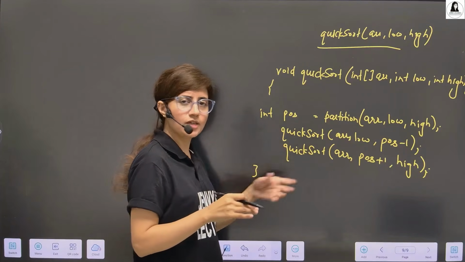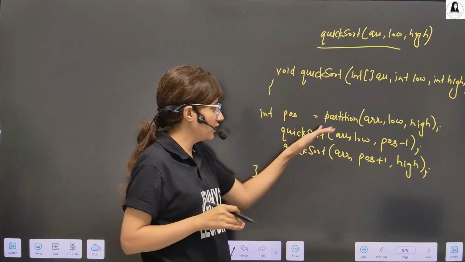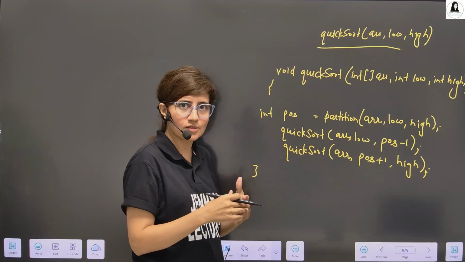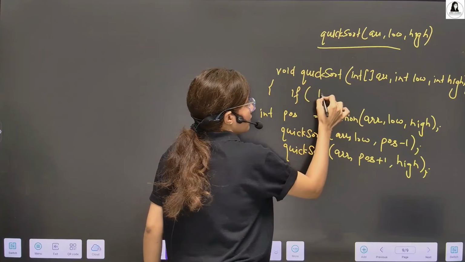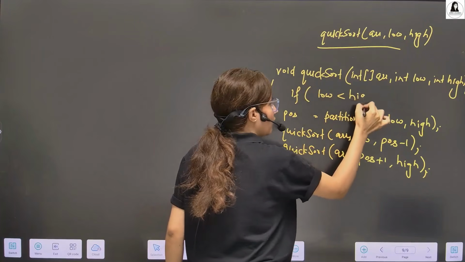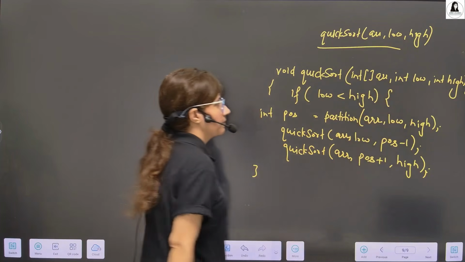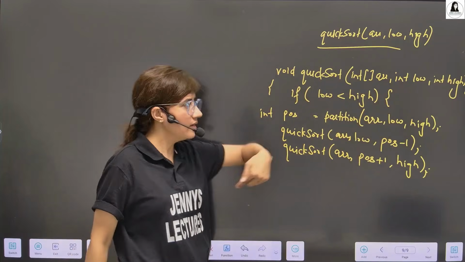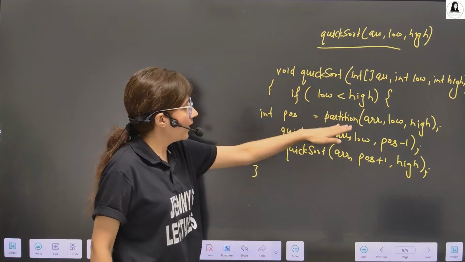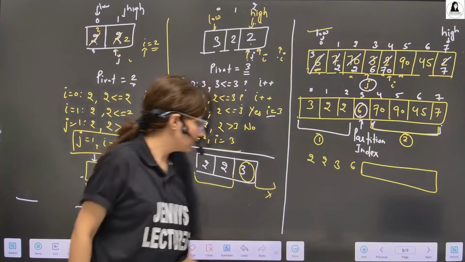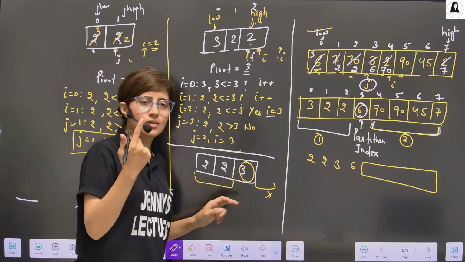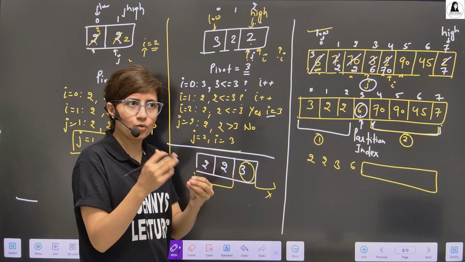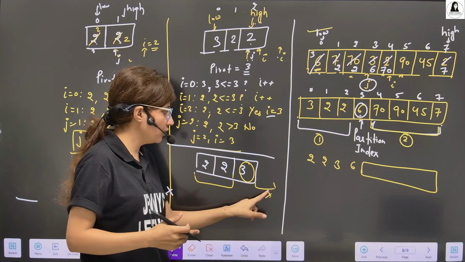But it's not that we keep partitioning and recursively calling forever. You have to check the condition here. If low is less than high, only then we do this. If low is less than high, only then we call partition and recursively call again. When this condition fails, we have only one element or 0 elements, because in this partition we don't have anything.